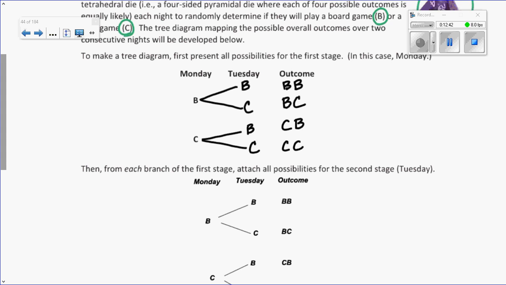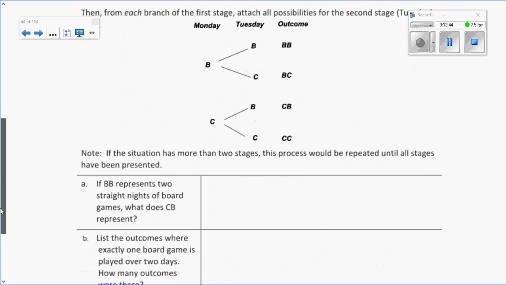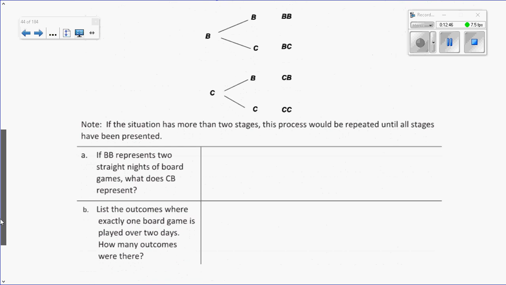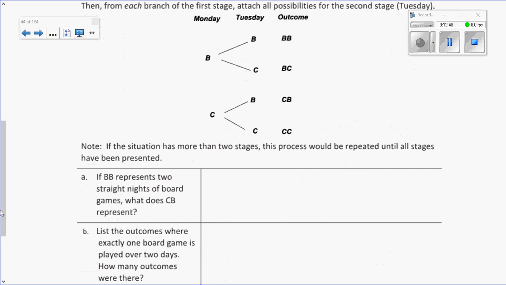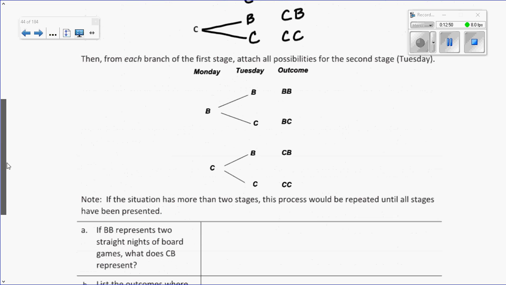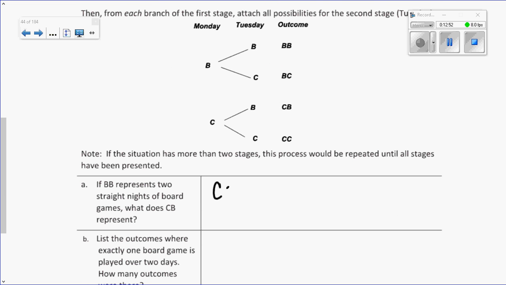Then down below, it says if BB represents 2 straight nights of board games, what does CB represent? Well, we just said that, so you write that in. What does CB represent? That's a card game Monday and board game Tuesday.